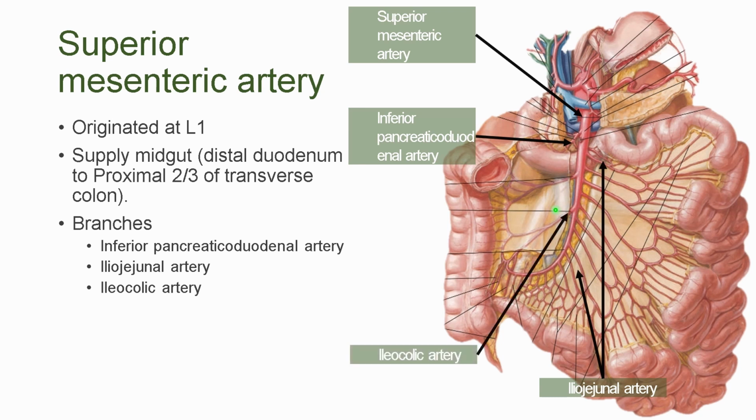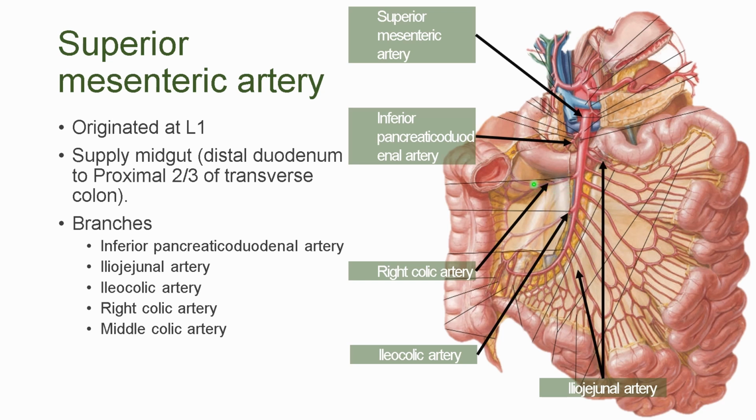This artery is known as the ileocolic artery. Now the next branch is known as the right colic artery, which supplies the right part of the large intestine, the right part of the colon. It means the ascending part of the colon. This is the right part of the colon, the ascending part, and it is supplied by this artery known as the right colic artery.